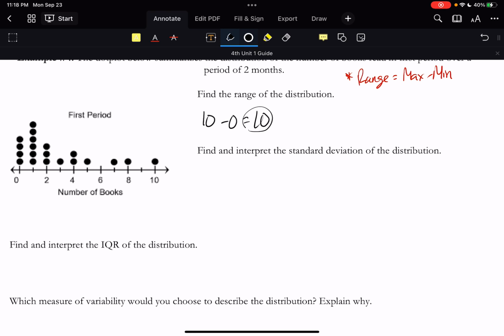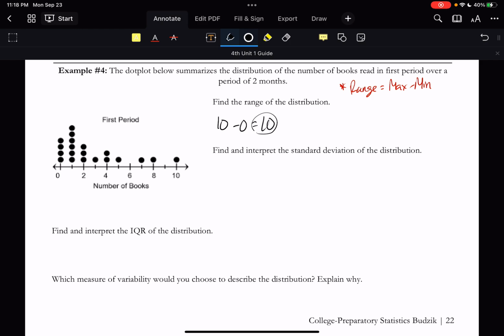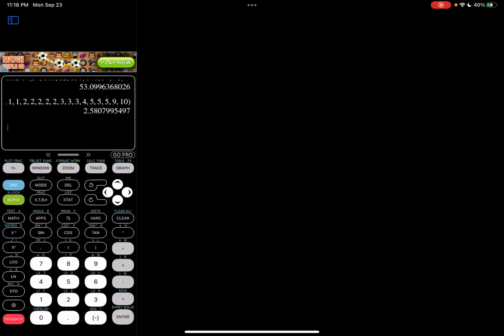Next, I want to find and interpret the standard deviation of the distribution. So again, I look at my dot plot. I get all of my data values. So I can go ahead to my calculator. So I'm going to do second stat to get the list. Arrow to math. Option 7 is my standard deviation. I'm just going to go ahead and type all these in.